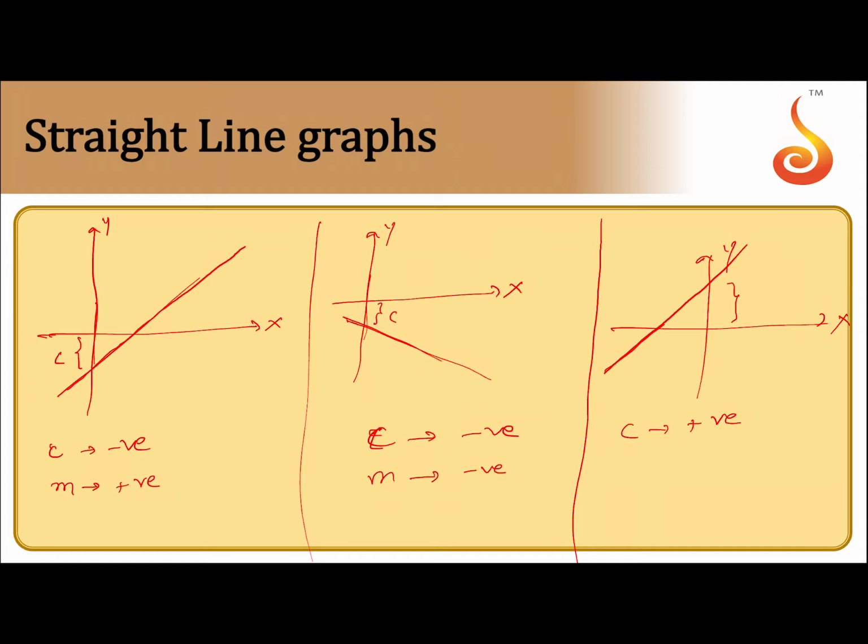And what about the slope? Is that slope positive or negative? If you look at the slope, is the curve heading up or down? The curve is heading up, which means that m is also positive. m is also positive. So this is how you analyze straight line graphs.